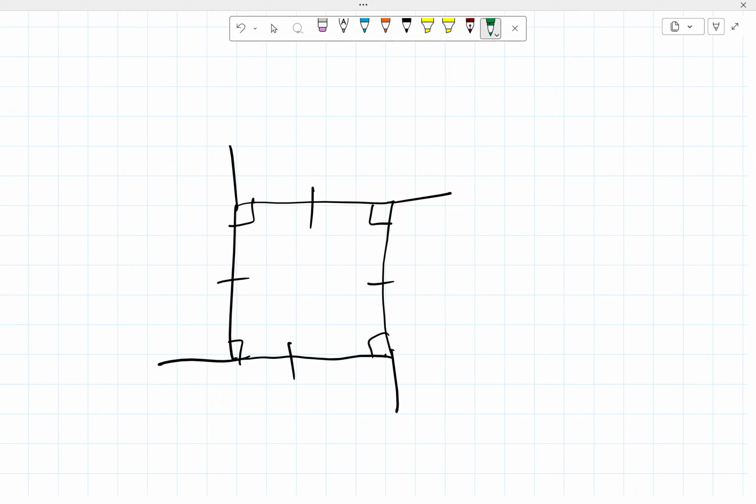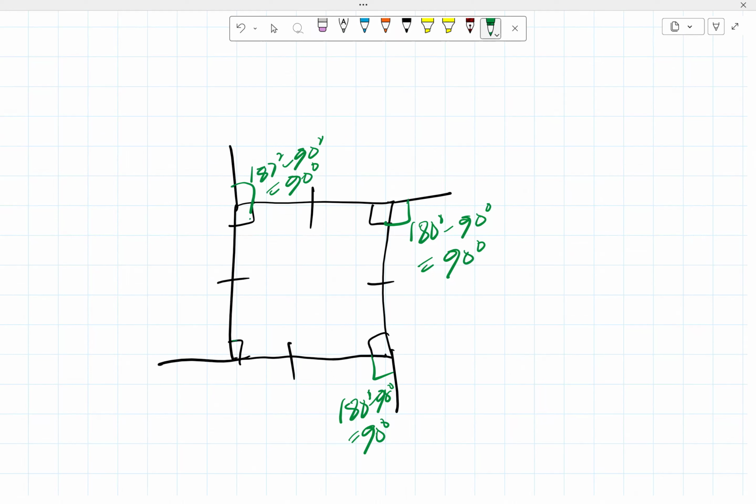If you now go ahead and subtract, angles on a straight line is 180. So if there's 90 here, there's also 90 here. So this green one now is 180 degrees minus 90 degrees, that is 90 degrees. Here too, 180 degrees minus 90 degrees is 90 degrees. Here you have 180 degrees minus 90 degrees, equal to 90 degrees. And coming here, you have this too, 180 degrees minus 90 degrees, so you have another 90 degrees.